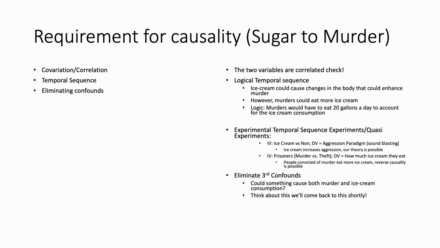And then finally, you have to eliminate third variable confounds. Could something be causing both murder and ice cream consumption? Now, those of you that have been exposed to this, you know the answer. But those of you that haven't, think about it. I'm not going to make this an entry ticket because I know some of you know the answer, but think about it. Is there a confounding variable that could cause both an increase in the murder rate and an increase in ice cream sales?